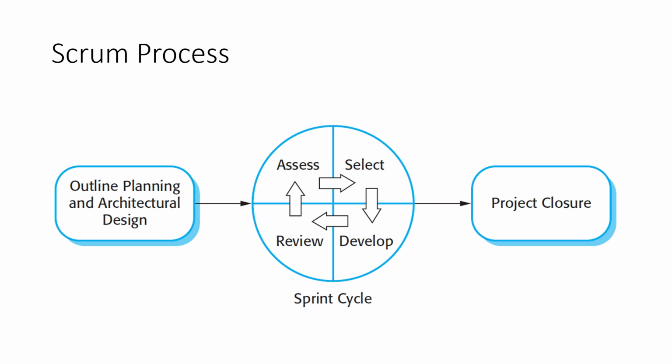Scrum process. There are 3 phases in Scrum. First phase is the outline planning and architectural design. This phase is used to establish the general objectives for the project and design the software architecture. Second phase is the sprint cycles, where each cycle develops an increment of the system. Third is the project closure phase, which wraps up the project, completes requirement documentation such as system help frames and user manuals, and assesses the project.